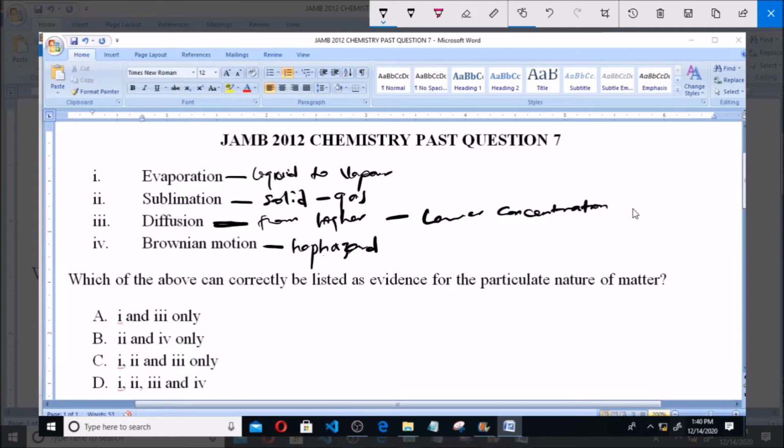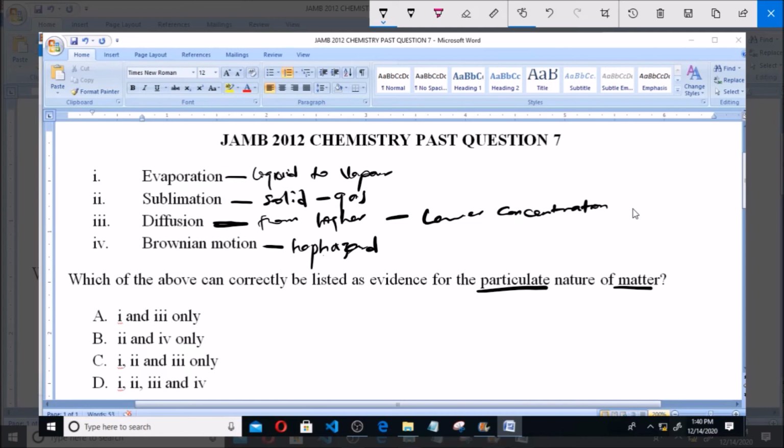Now, if you look at these four phenomena, which are evaporation, sublimation, diffusion, and Brownian motion, you will notice that they all talk about the particulate nature of matter because they deal with the particles of matter. Evaporation deals with the particles changing from liquid to vapor, sublimation deals with the particles changing from solid to gas, and diffusion deals with the movement of the particles. Brownian motion also deals with the haphazard motion of the particles of this material, which is matter.